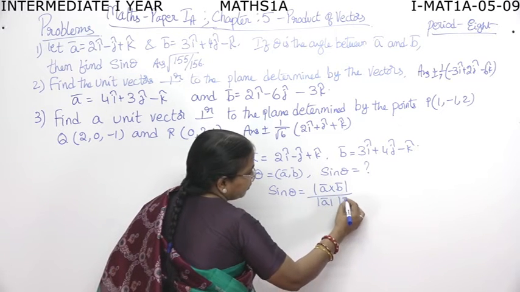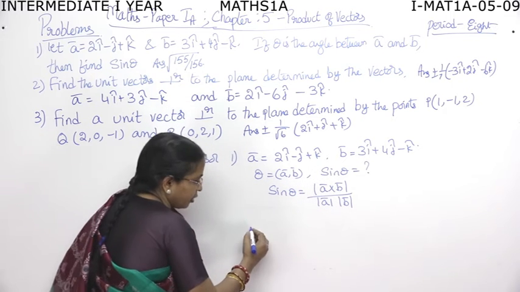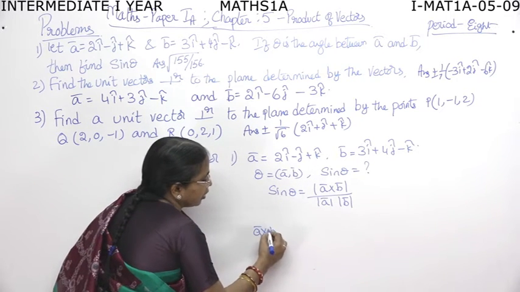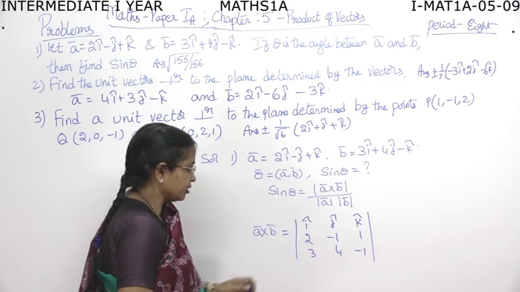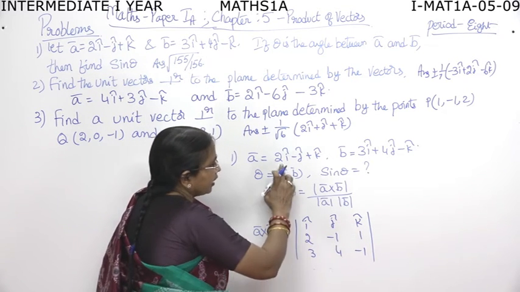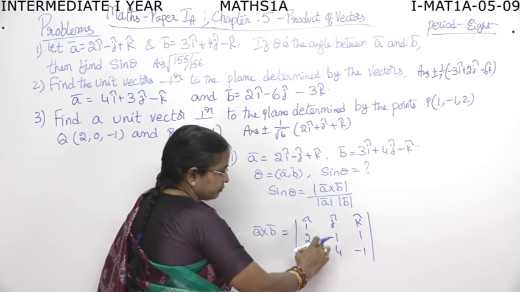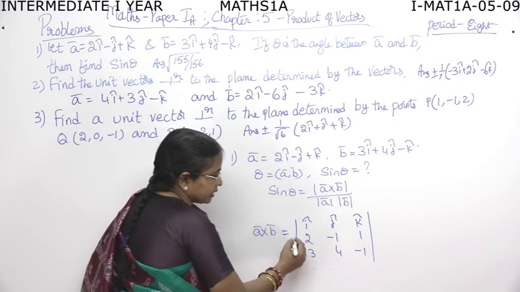This is the formula. So we'll first find A cross B, and then we'll find the modulus, mod A cross B. So sine theta formula is this. First we should find A cross B. So what is A cross B? It is the determinant of i, j, k, and A coefficients 2, minus 1, 1, and B coefficients 3, 4, minus 1. Now we'll expand like this.